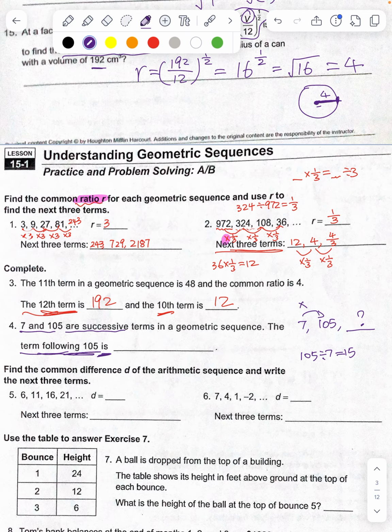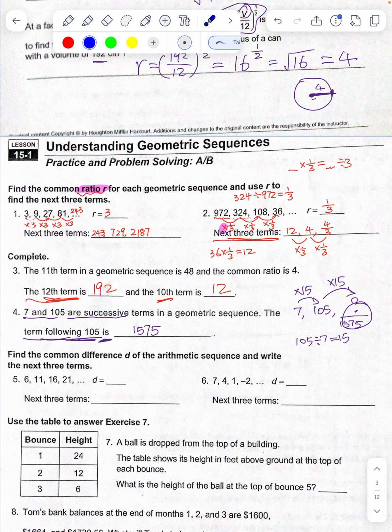That means 7 times 15 equals 105, so we keep multiplying by 15. 105 times 15 is 1575. The common ratio is a big number. It's 15.